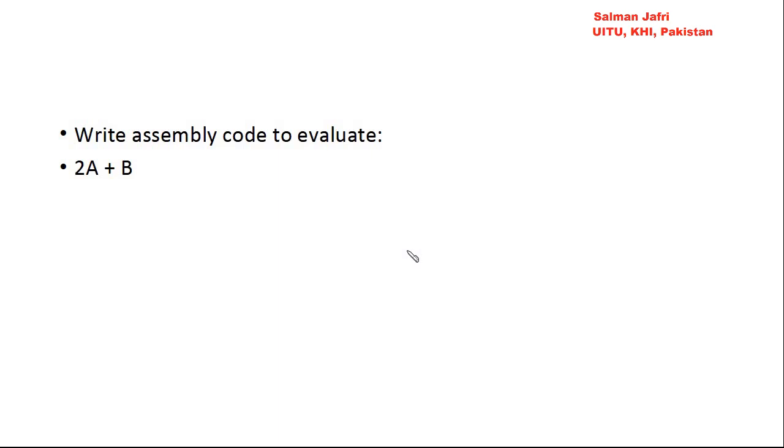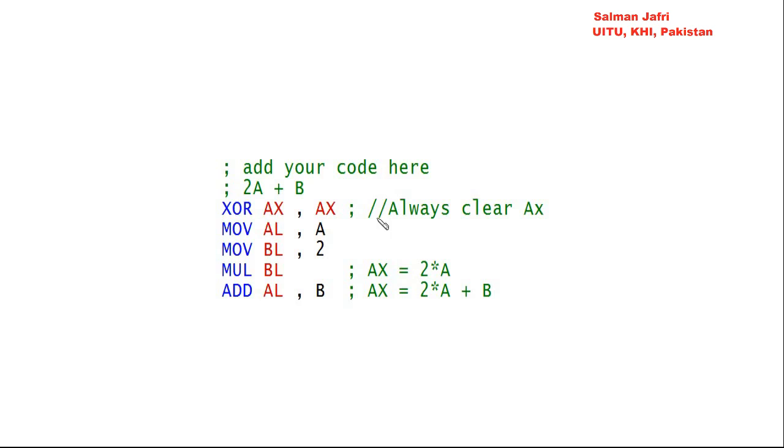Right. So we can now look at some examples of code evaluations. We can try to write an assembly language code to evaluate 2A plus B, where A and B are 8-bit variables. As a sample answer, we can XOR AX, AX, which would always clear AX. Then we move A into AL, which is the variable A, and then we move a 2 into BL. Then we execute MUL BL, and the MUL BL instruction multiplies the contents of AL and BL.